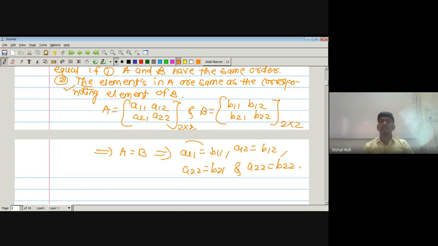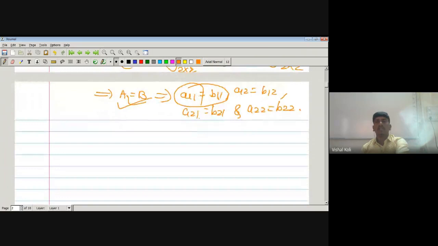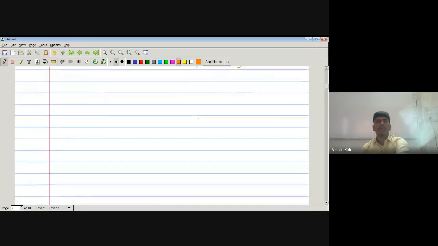That is, if at least one element is not equal, that is, if A11 is not equal to B11 and the remaining elements are all equal, that is, A12 equal to B12, A21 equal to B21, and A22 equal to B22, then also we can't say that these two matrices are equal, since here there is one element A11 which is not equal to B11, so the corresponding two matrices are not equal. So in this way we can check whether any two matrices are equal or not.